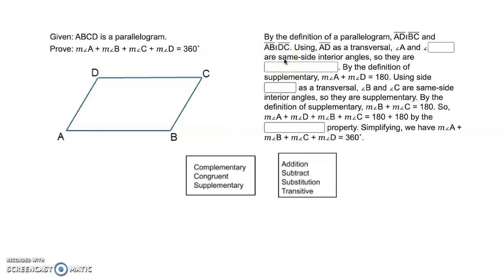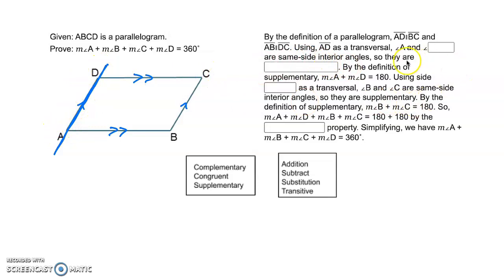So if we say ABCD is a parallelogram, then we know DC and AB are parallel to each other. Those are parallel lines. And then I'm going to call this a transversal. Okay, so AD and BC are also parallel. They're parallel lines. So we're going to use AD as a transversal.